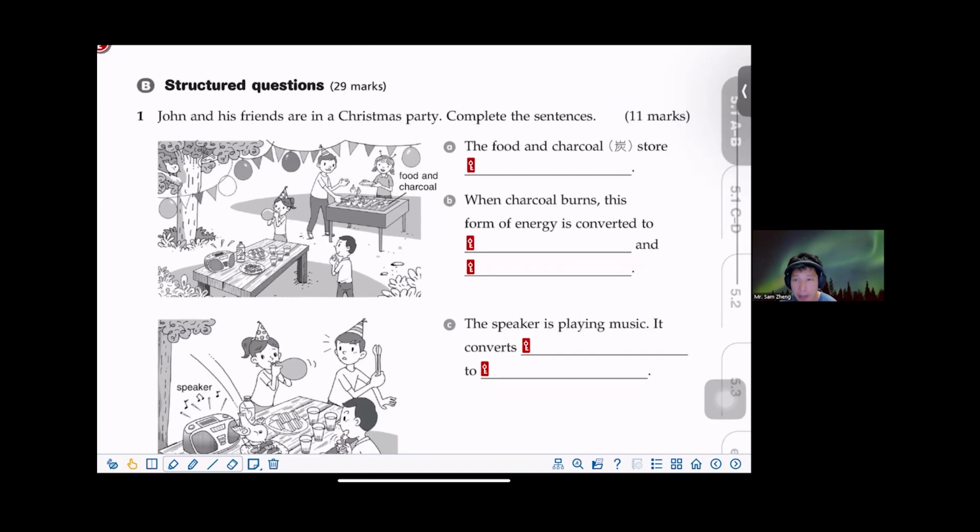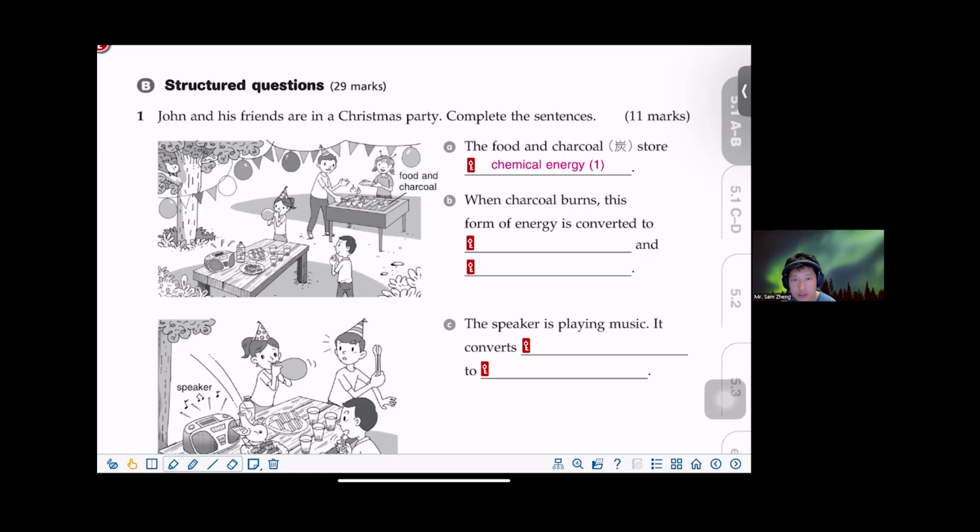Next, for here, many of you are very lazy, just writing down chemical or kinetic or electrical, then done. What does electrical mean? What does chemical mean? What does kinetic mean? You need to mention that it is the energy, the type of energy. So inside the food and also the charcoal, it stores chemical energy. It is important for you to mention energy. If you cannot mention energy, sorry, you cannot get the mark for it.